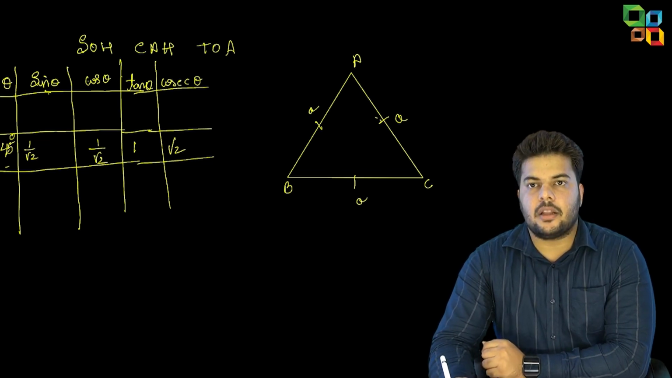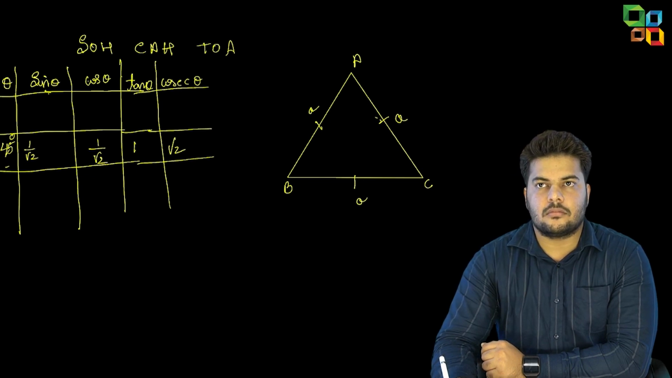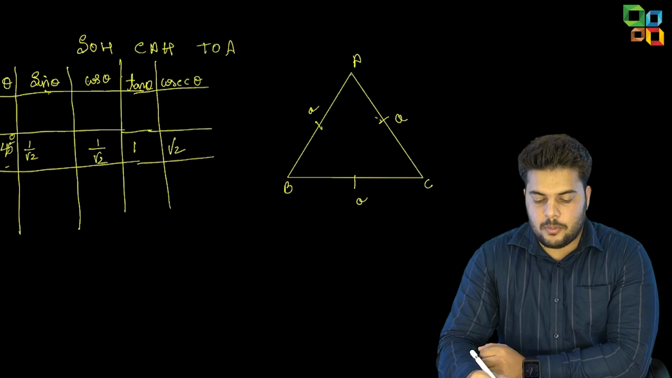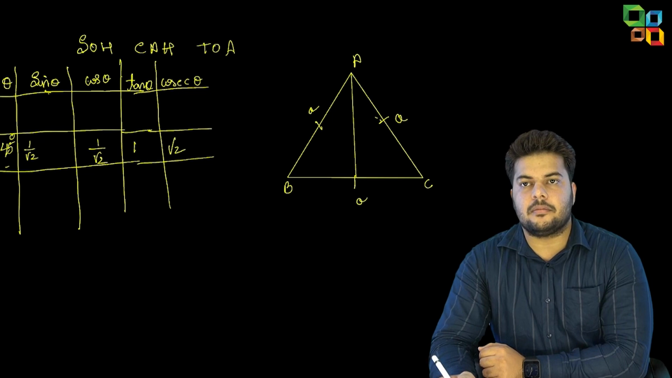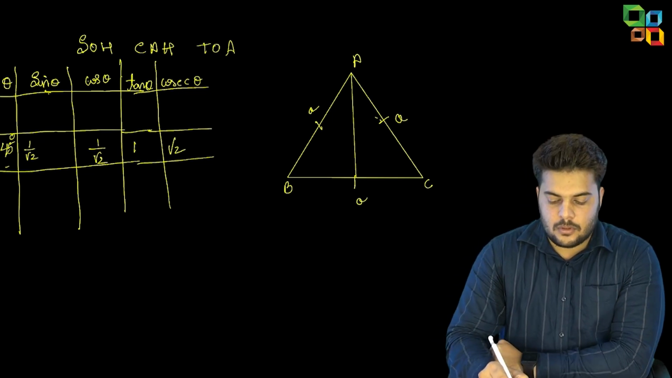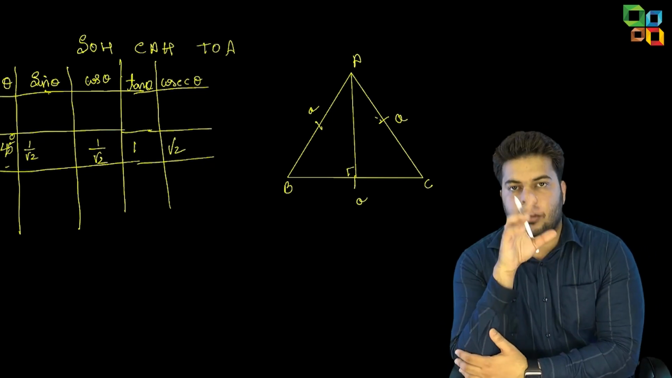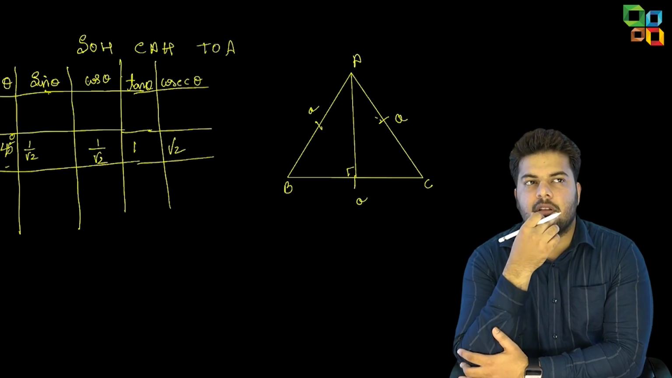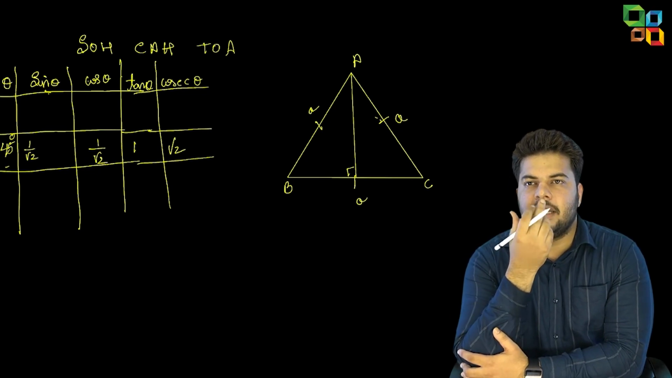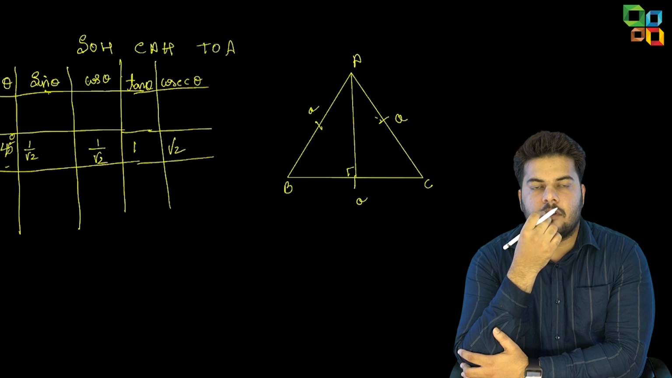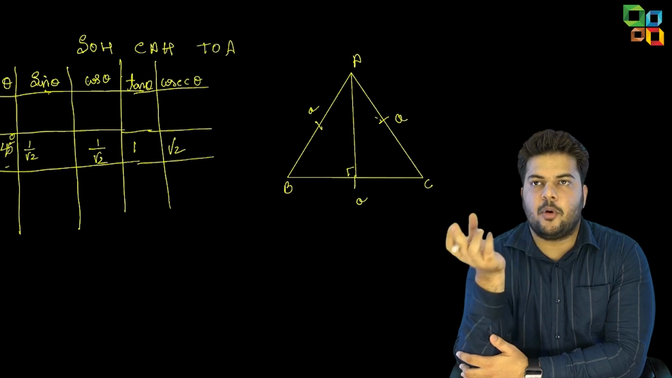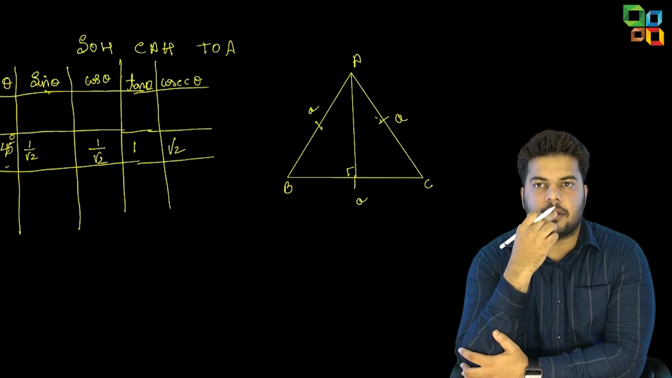So how to get a right angle out of this now? Just drop a perpendicular from the vertex A. You know that in the equilateral triangle, the altitude is also the median, isn't it? What does that mean? Median means what? It joins the midpoint of the opposite side to the vertex.